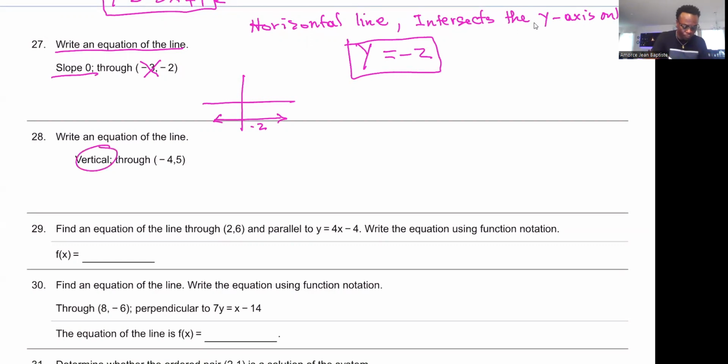For a vertical line, the slope is undefined. There will be no need for the y. So your equation is x equals -4.